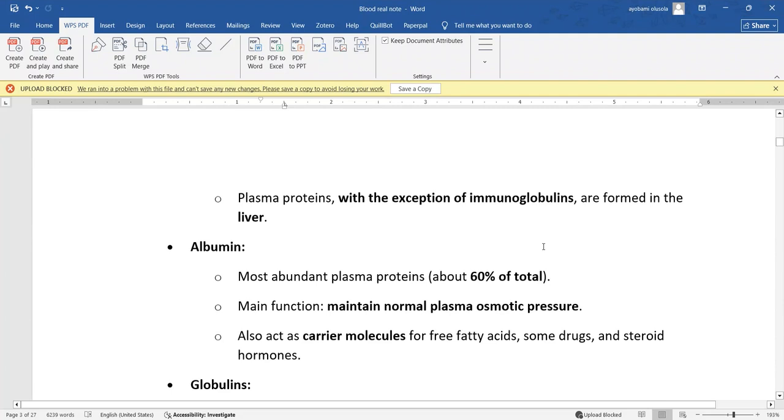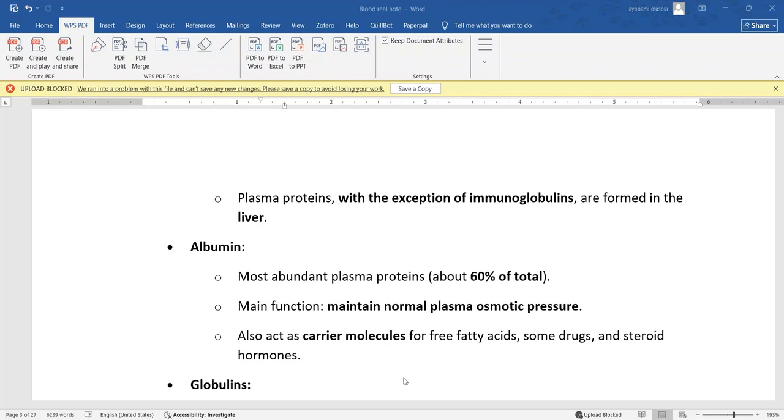Then all plasma proteins are formed in the liver except immunoglobulins. So I have mentioned three plasma proteins now. I've mentioned albumin, I've mentioned fibrinogen, and I've mentioned immunoglobulins. Albumin is a plasma protein. So let's take albumin to start with.